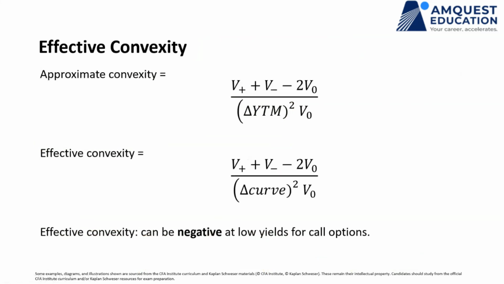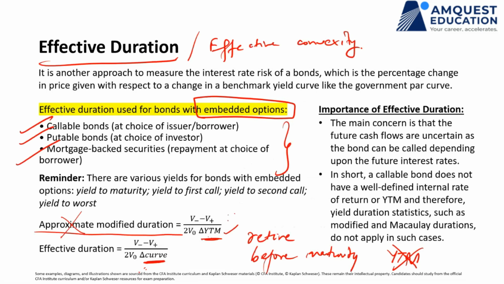So we are saying your approximate duration is nothing but a function of (V− − V+) upon 2 times V0 into Δcurve. How much is the bond yield curve changing? So if it was 4.5% and now it is 4.7%, the Δcurve is 0.2% positive. The yields have increased from 4.5 to 4.7%.